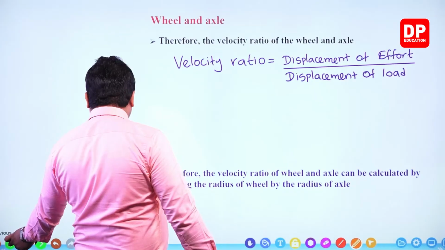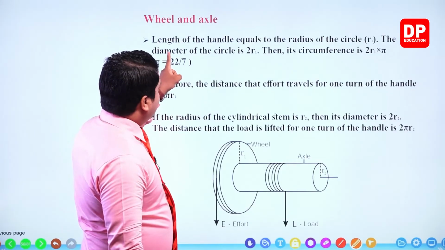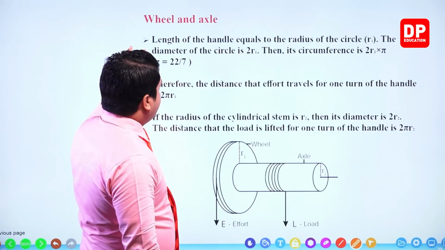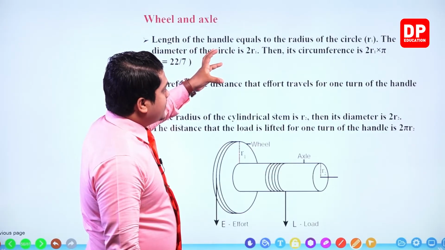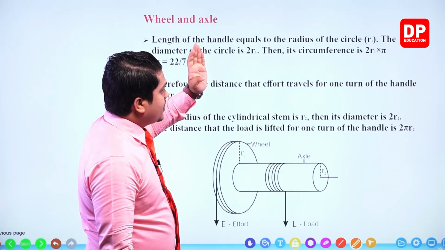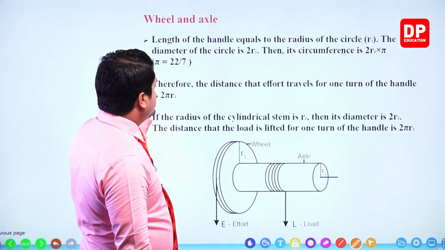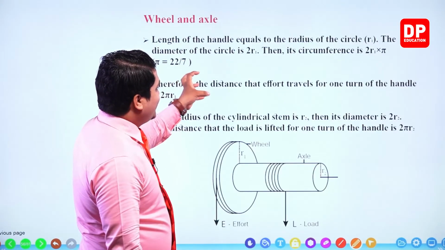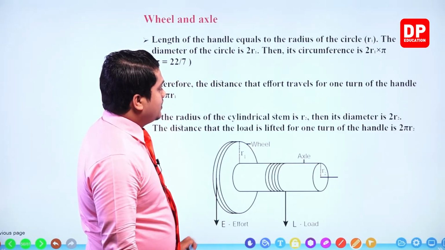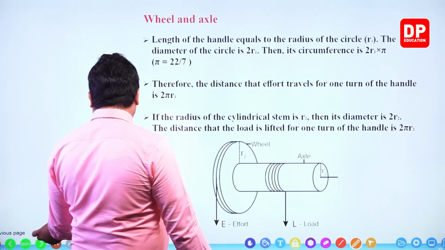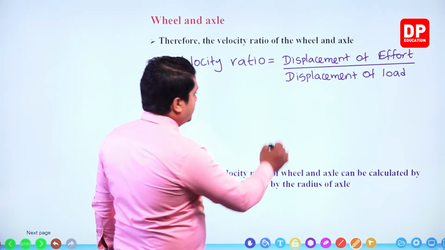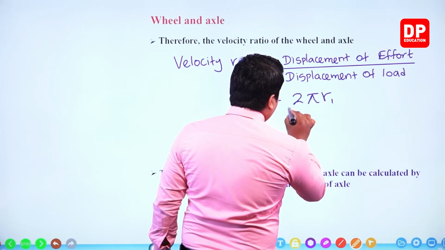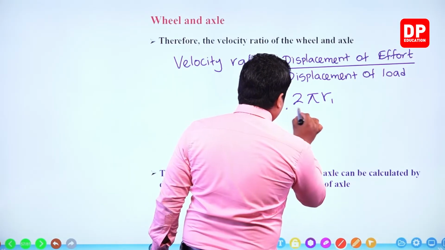Let me take you to the previous one then. The length of the handle equals the radius of the circle, R1. The diameter of the circle is 2 times R1. Then the circumference is 2 times R1 into pi, which is equal to 2 pi R1. So the distance that the effort is going to travel is equal to 2 pi R1. So here the effort has traveled 2 pi R1. Okay, then the division.